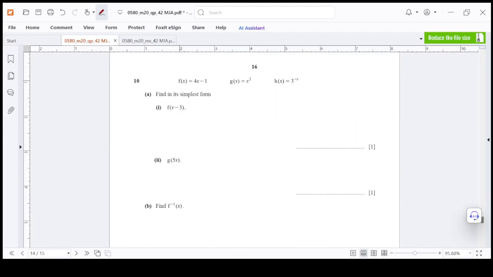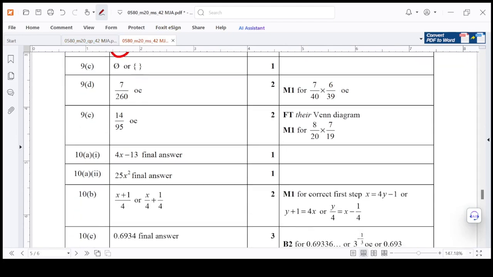Okay, last question. Thank God. Find in its simplest form f(x minus 3). So 4 times f(x minus 3) means replace this x with x minus 3. Minus 1, that's 4x minus 12 minus 1, 4x minus 13. Let's check the answer. Yep.